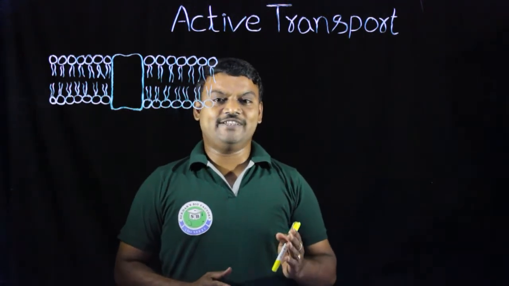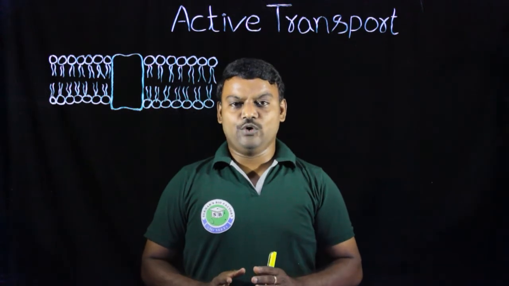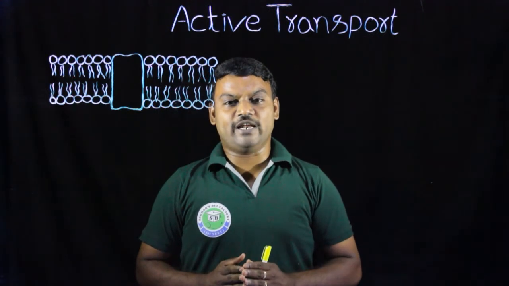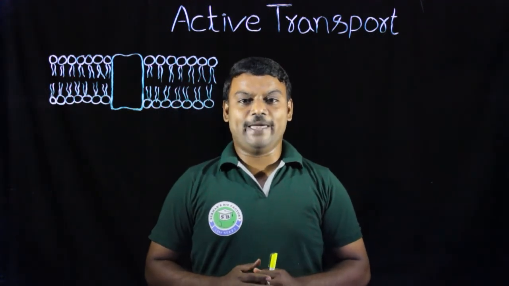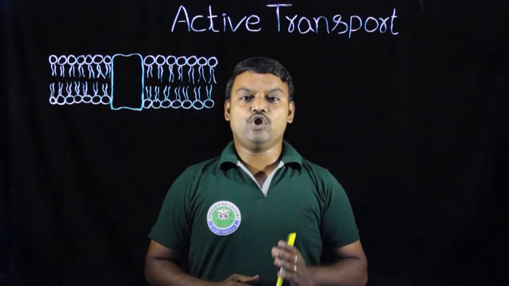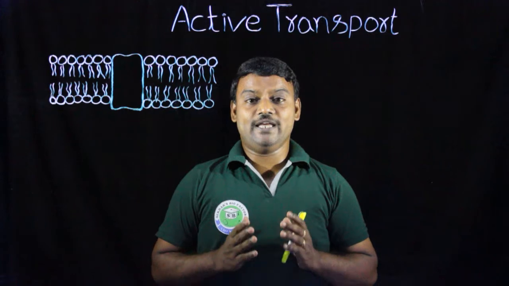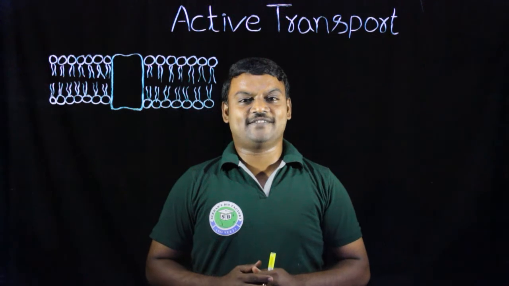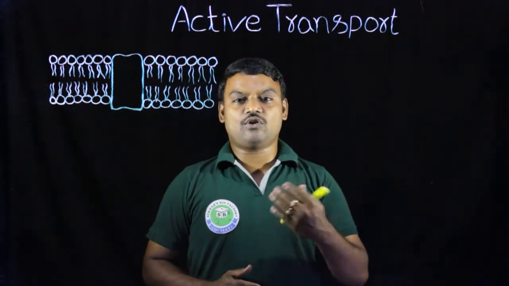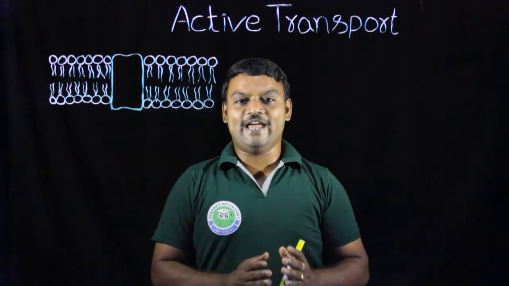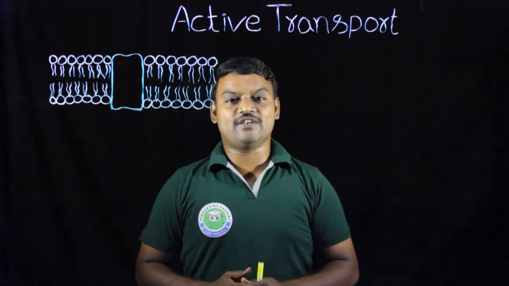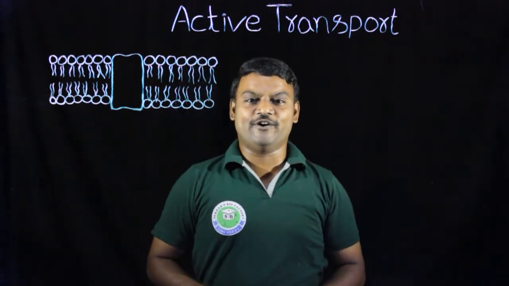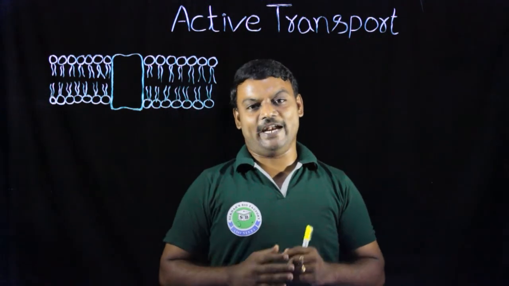In diffusion and facilitated diffusion, the movement of molecules or substances always takes place from higher concentration to lower concentration, based on the concentration gradient, without using ATP energy. But in active transport, the movement of molecules or substances takes place against the concentration gradient by utilizing ATP energy. Such transportation is called active transport. In active transport, the word active refers to the utilization of ATP energy.